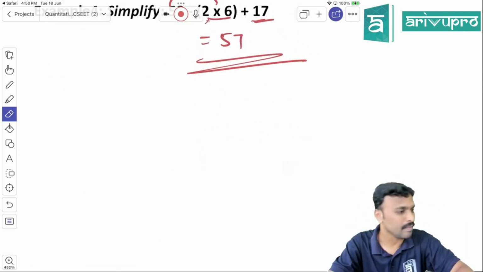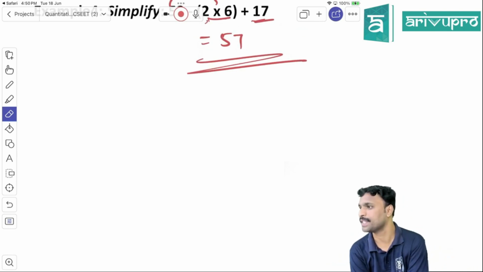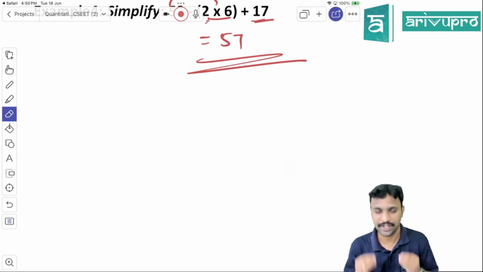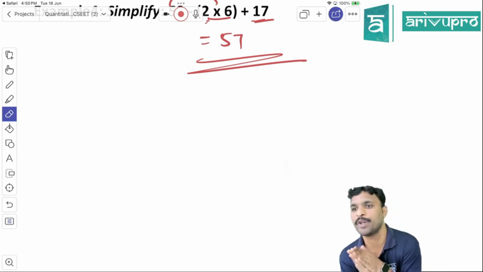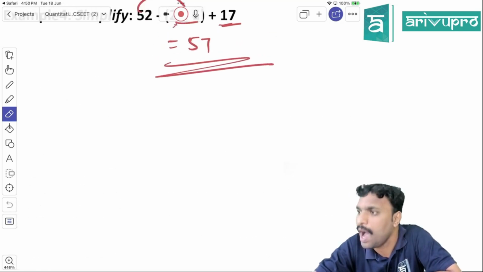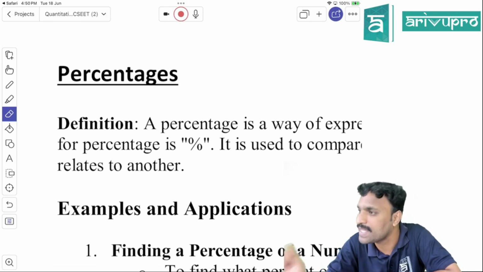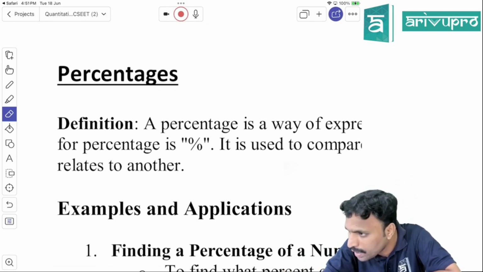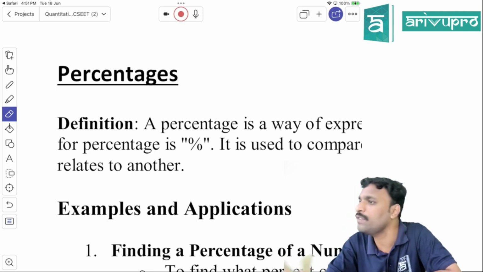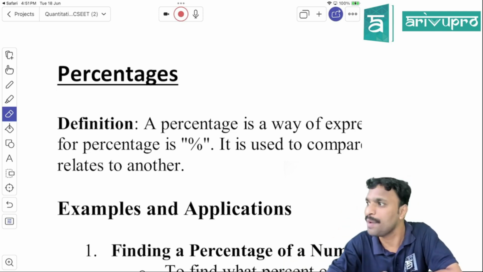Understood? Everyone? Clear? Shall we see the next concept, that is percentage? I shall now first take you through the concept of percentage. What do you mean by percentage? Out of 100, how much it is? Percentage means percent. Per means out of, cent means 100. Out of 100, how much it is is percentage.